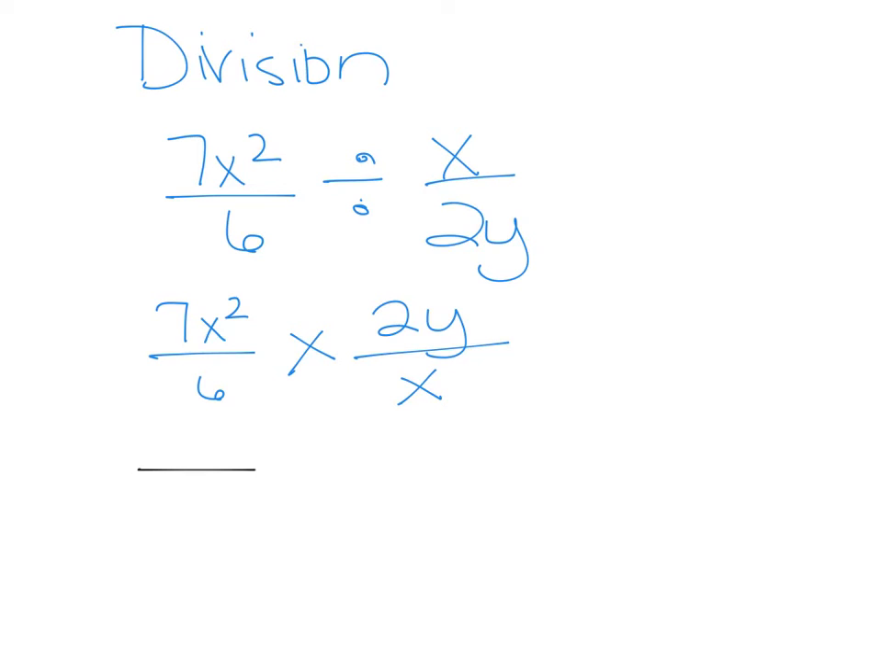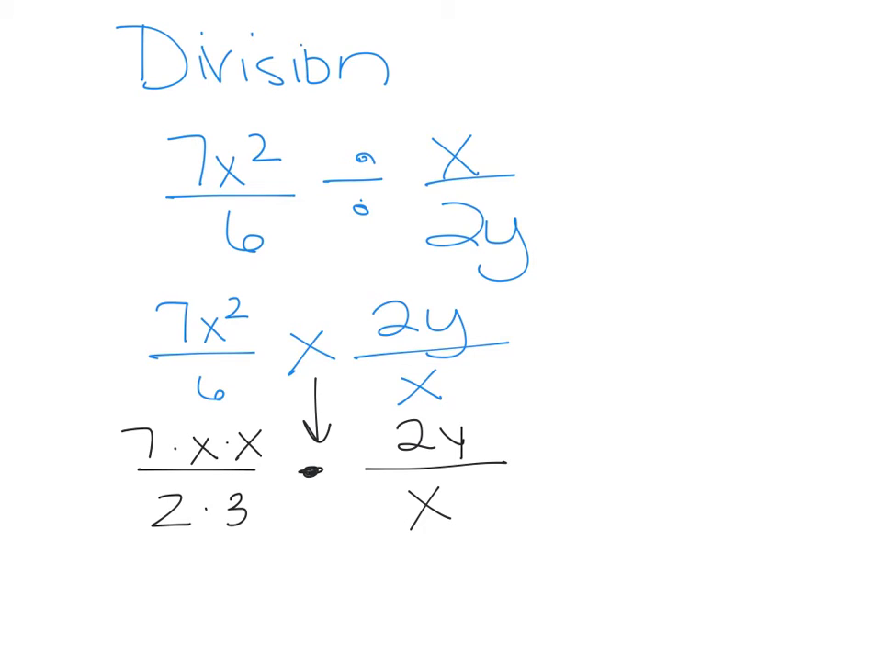So 7x squared, that's going to be 7 times x. 6 is 2 times 3. I'm going to change this multiplication sign to a dot just so we don't confuse ourselves. And then 2y, nothing I can do. And the x, nothing I can do.